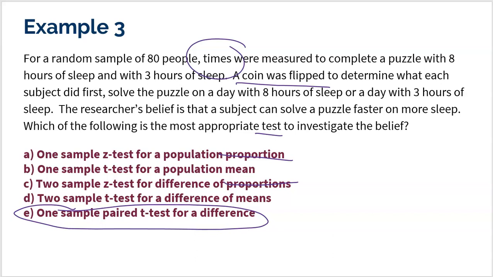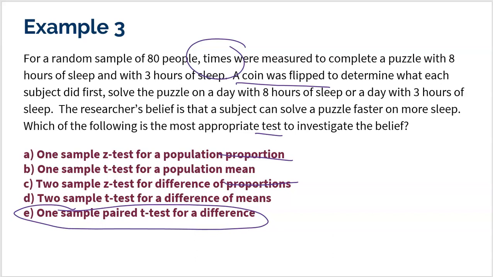So we want to look at the difference. We want to show that it is clearly faster to solve the puzzle on 8 hours of sleep than it is with 3 hours of sleep, okay? So this is where we're doing that one sample paired test. So we're gonna have a bunch of times on 8 hours, a bunch of times with 3 hours, and actually all we really care about is the differences between those times, because we only had one sample of 80 people that got measured twice. So this is that special paired t-test.